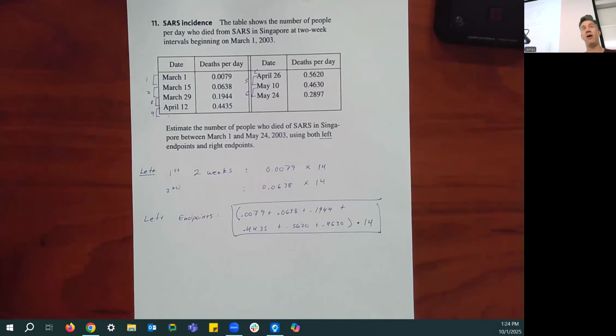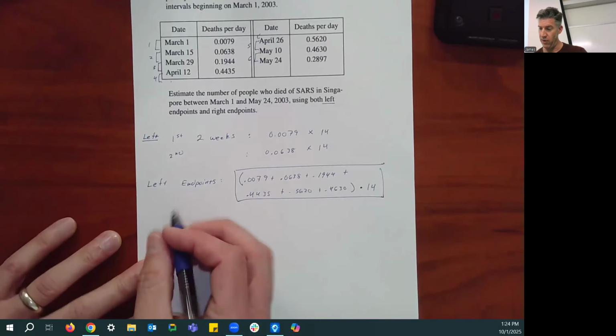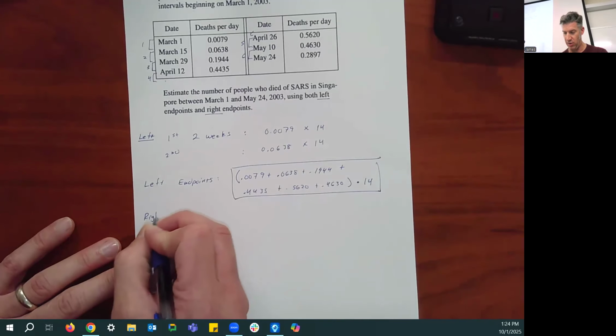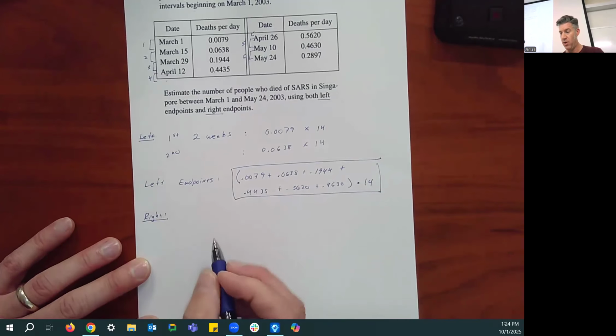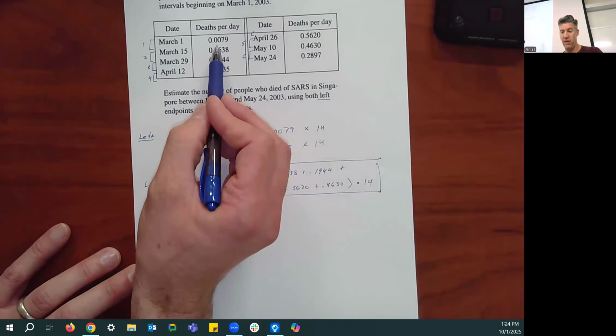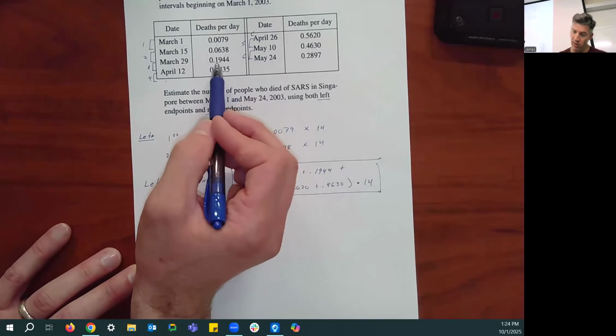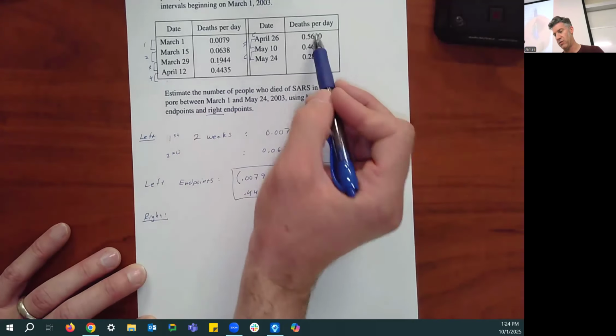I don't see a lot of value in actually doing that calculation, right? You can add that up or not, and then multiply by 14. In a similar way, if we do it using right endpoints, it's going to be practically the same calculation, except now, instead of using the 0.0079 for the first subinterval, it's going to be the 0.0638, and then the 0.1944, and then this one, and this one, and this one.